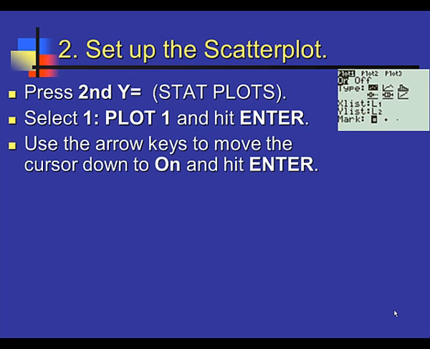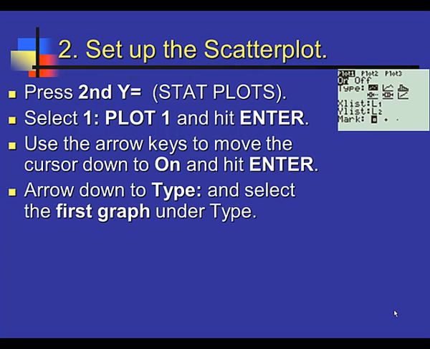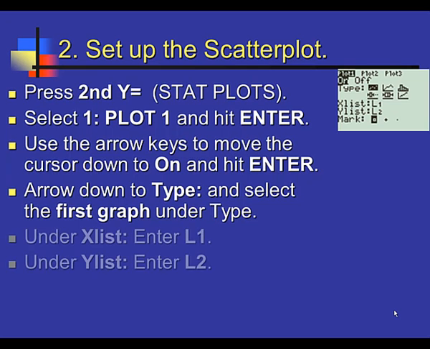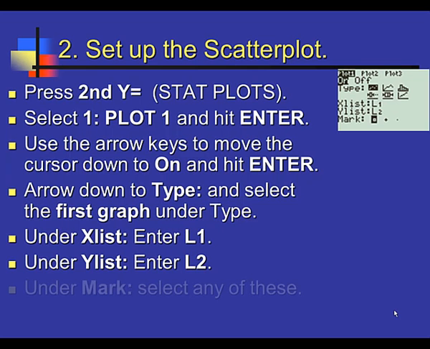Then use your arrow keys to move the cursor down to on and hit enter. Arrow down to the type of graph and select the first graph under type. Under the X list, enter L1, which remember is second of 1. And under the Y list, enter L2, which is second of 2. For the mark, you can choose any mark you want. I picked the biggest one because it's easier to see.